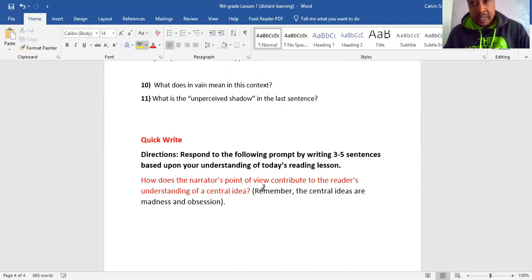Because remember, he does things not in a way that we would see as being normal, okay? Some of these are a little over the edge and over the top. For the example that we looked at, when he's peeping in through the door and he's standing there for a whole hour without moving a muscle, okay? How does that contribute to the central idea of madness and obsession? That's just one example. There may be more, okay?